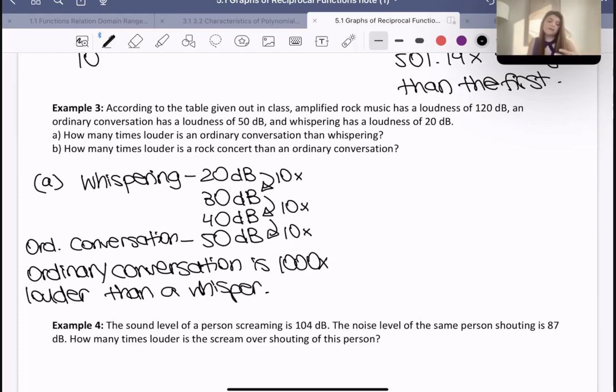Okay. Well, I mean, at least according to this, I don't know how accurate these are. I'm not a science person, but assuming that's accurate, that's kind of crazy. 1,000 times more than a whisper.